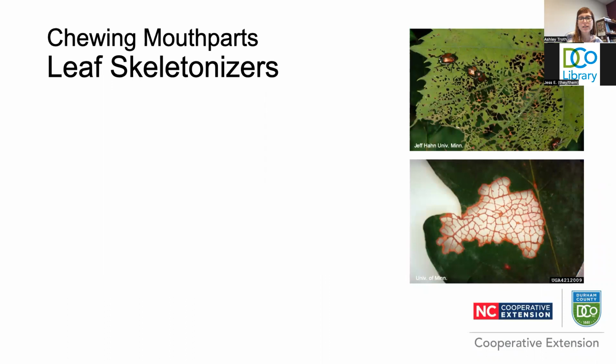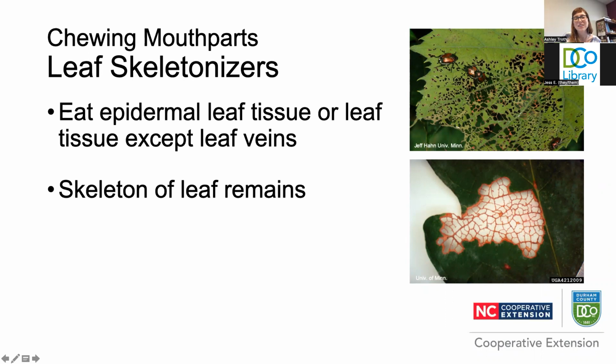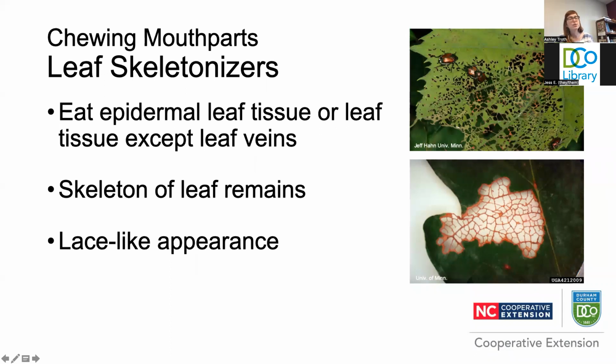Leaf skeletonizers, these are our scourge, Japanese beetles. These are critters that will eat the epidermal leaf tissue or leaf tissue except the veins, right? So they'll eat all of that tissue, but they don't like the veins. The veins are too tough. They leave the skeleton of leaf remains, which is, if you weren't enraged, quite pretty, actually, and quite interesting looking, with a lace-like appearance. Japanese beetles can be really dastardly.